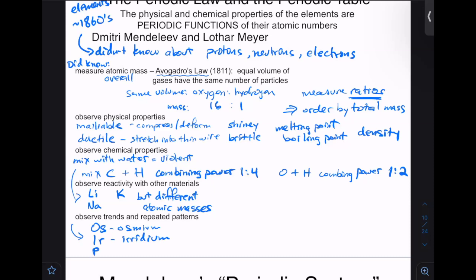And Pt. Maybe you guys know Pt. There's lots that start with P. Yeah. It's platinum. Very good. 10 points to Gryffindor. All right.